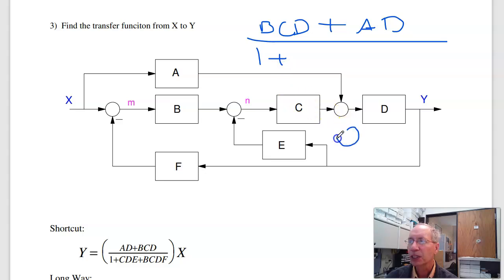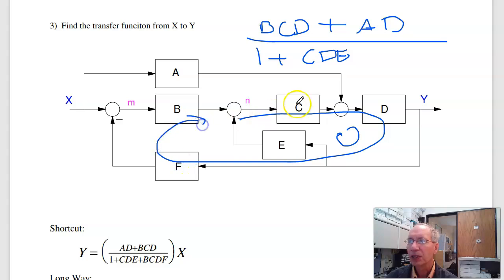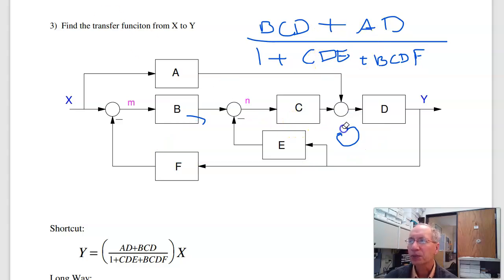So here's one loop right here. That loop gain is C, D, E. And here's another loop, B, C, D, F. Now if I'm taking the FE exam and I'm in a time crunch, that's what I would use. A second way that always works, and the shortcut usually works, occasionally doesn't.